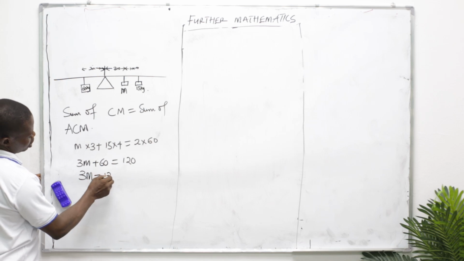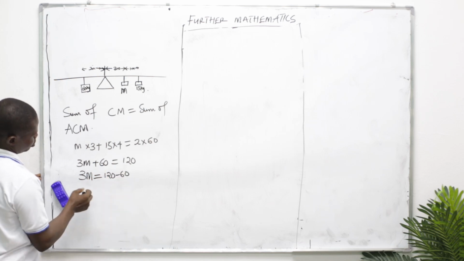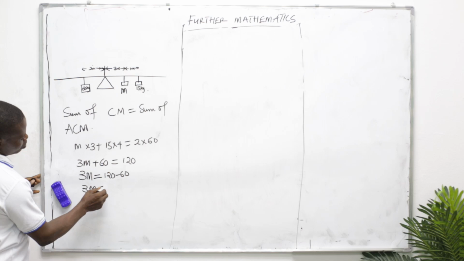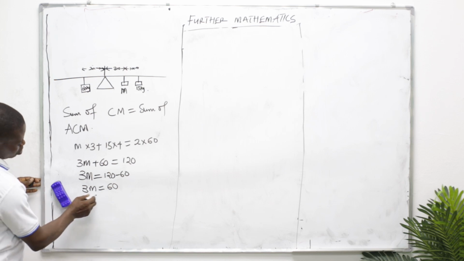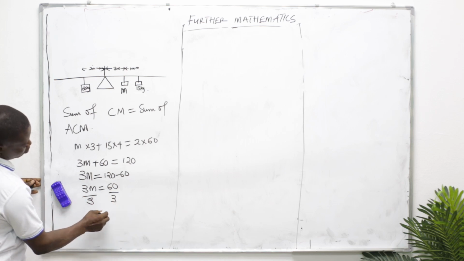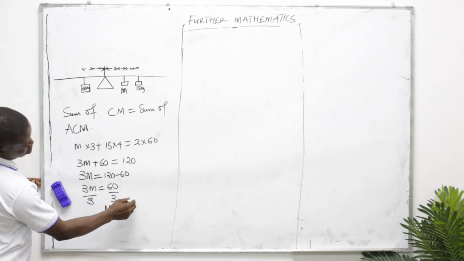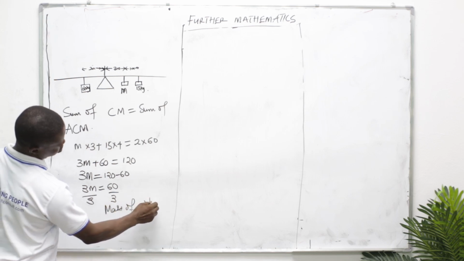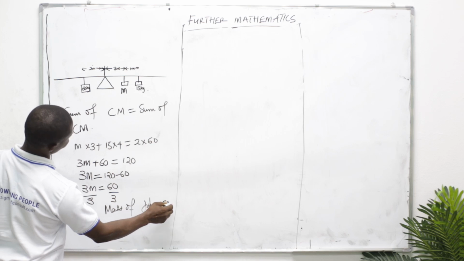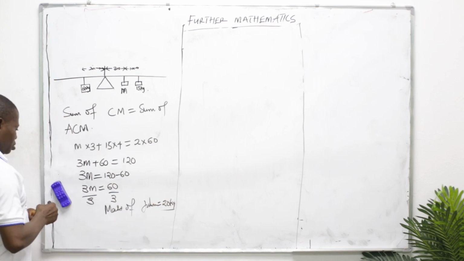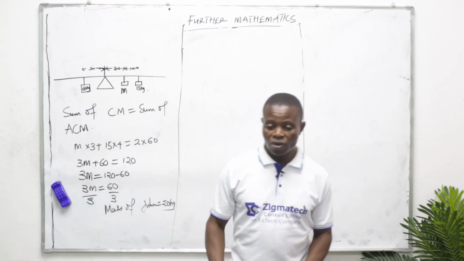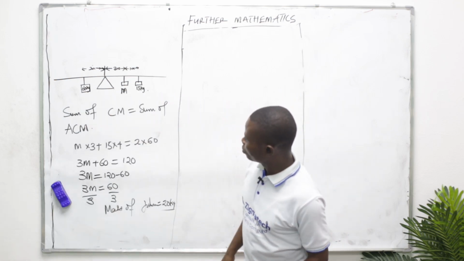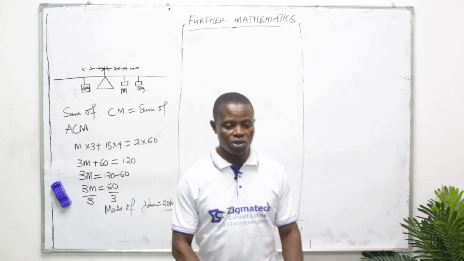Subtracting 60 from both sides, we have 3M equals 60. Divide through, we have that the mass of John equals 20 kg. So the mass of John is 20 kilogram. So that is the solution for question number 15A.